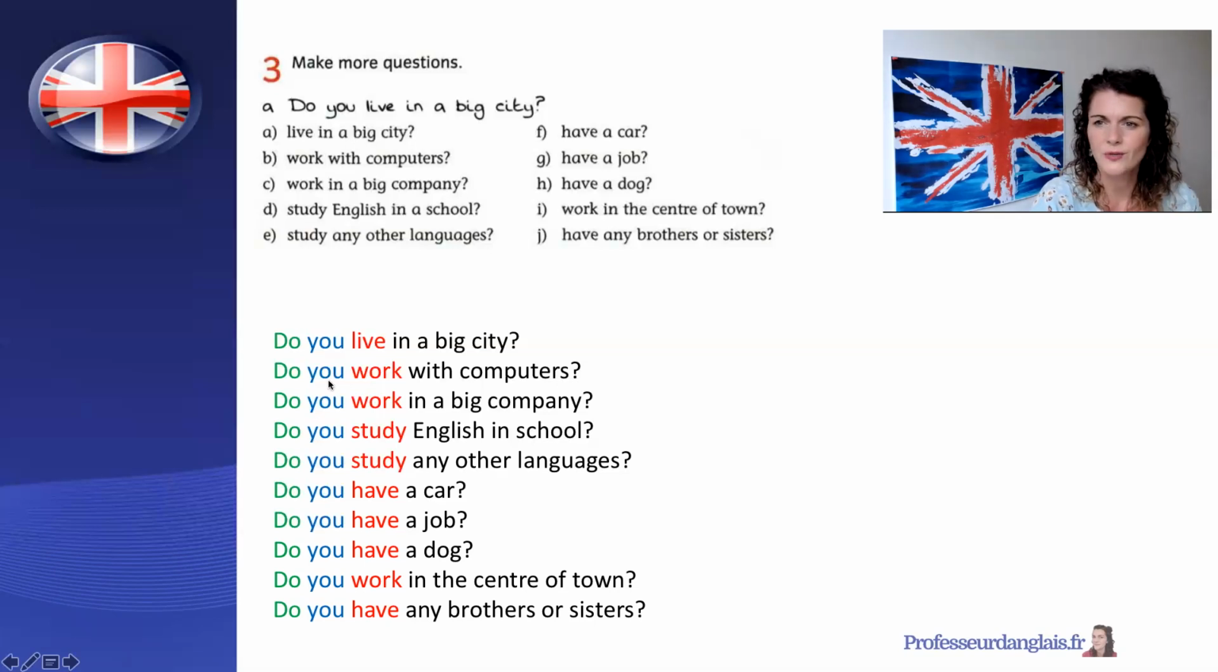Do you work with computers? Do you work in a big company? Do you study English in school? Do you study any other languages? Do you have a car? Do you have a job? Do you have a dog? Do you work in the centre of town? Do you have any brothers or sisters?